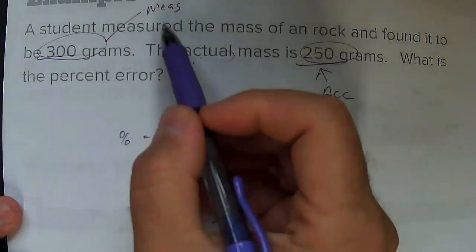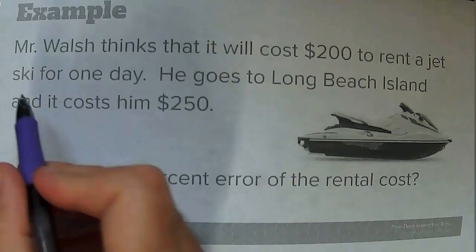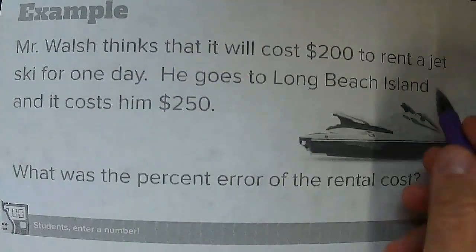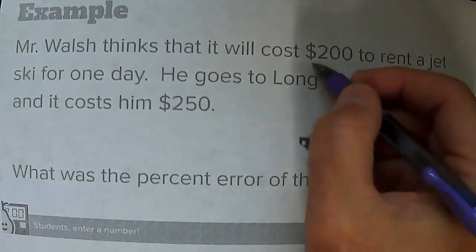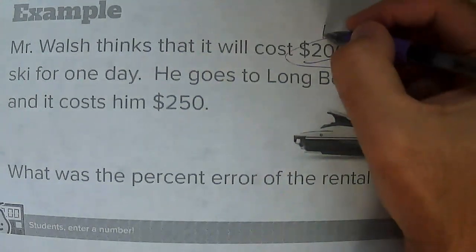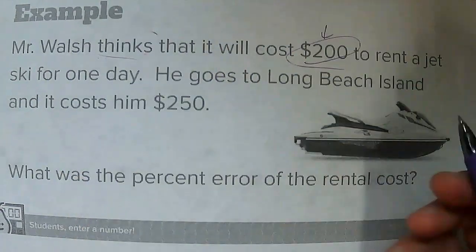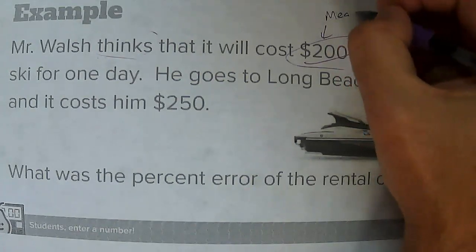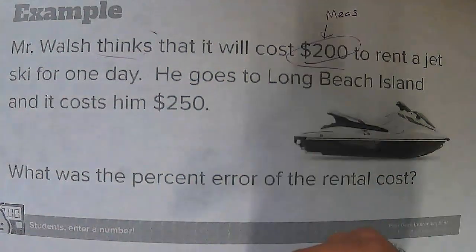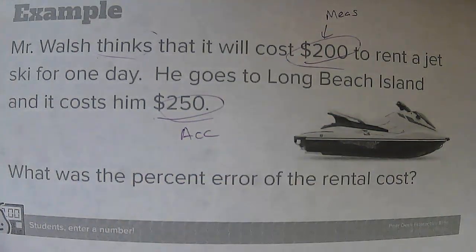So this measurement is not very accurate. Another example: I go down to Long Beach, and I think that to rent a jet ski it's going to cost $200. This is another way of saying a measured value. I guessed, or thought it was going to be that, so I'm going to put that as a measured value, and it costs $250. So this is the accepted value, the actual value, and now we want to do the math and figure out what the percent error is.